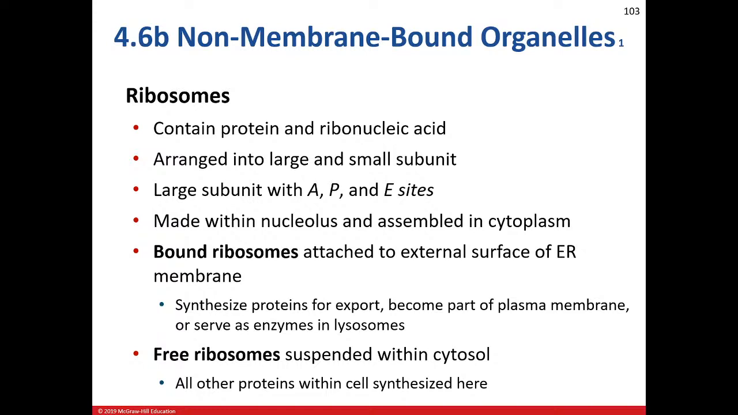All right, so ribosomes are made by the nucleolus, which is inside of the nucleus, but they're assembled in the cytoplasm. Bound ribosomes are attached to the external surface of the endoplasmic reticulum. Those are those bumps we were talking about in the rough ER. And they synthesize proteins for export, or to become part of the plasma membrane, or to serve as enzymes inside of lysosomes. We also, though, have free ribosomes, which are suspended in the cytosol. Basically, they're floating around, and all of the other proteins within the cell get made by free ribosomes.